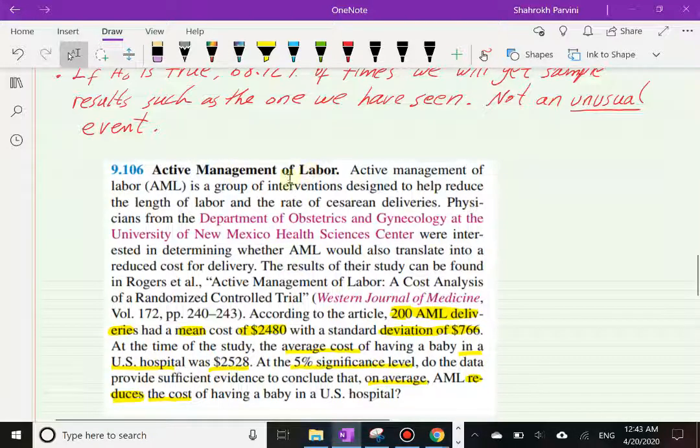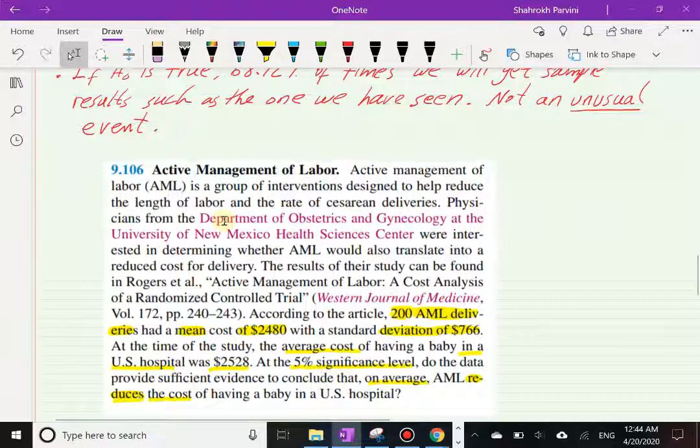The active management of labor, or AML here. So I guess the gist of it is these researchers have actually used AML to see if they can reduce the length of labor and the rate of C-sections. Okay, but as a byproduct of this, they actually want to know if it's going to help reduce the cost of deliveries also. But that wasn't the intent of this research. The intent was something different.